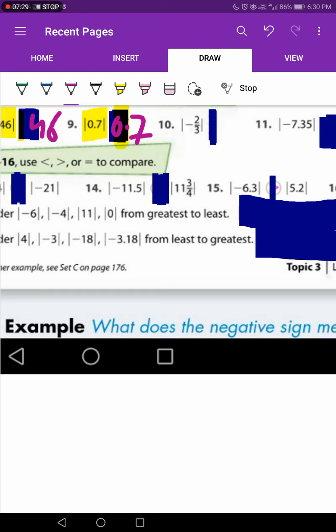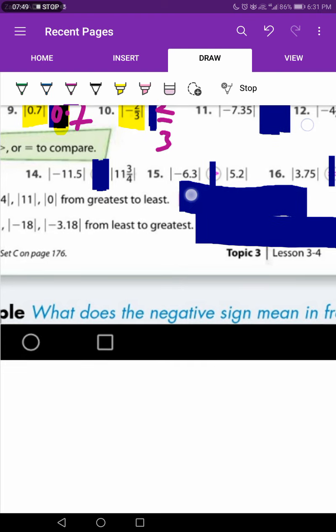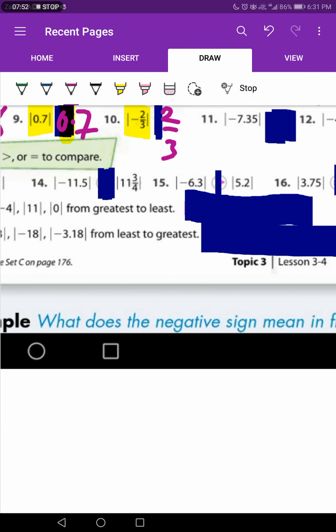Okay. Can you read this correctly? The absolute value of negative 2 over 3, which equals what? 2 over 3. MashaAllah, you are very smart. Last example. Can you read it correctly? The absolute value of negative 7.35 will be 7.35. It is easy, yes, Ryan?